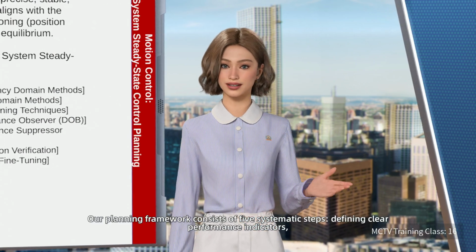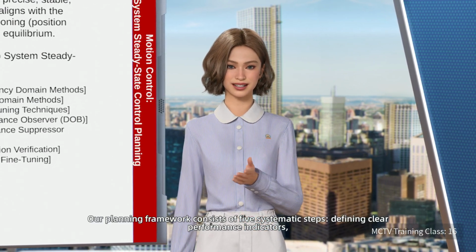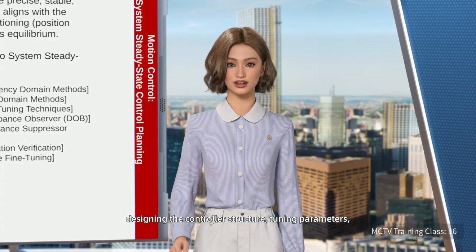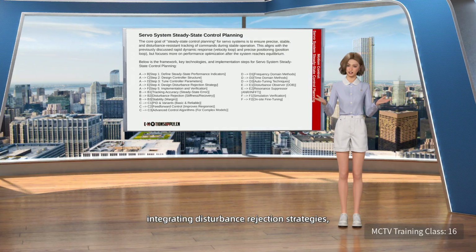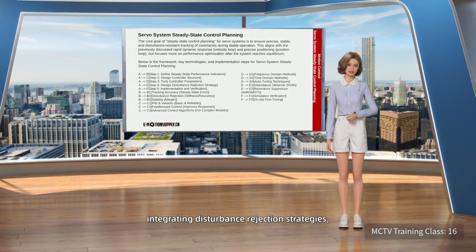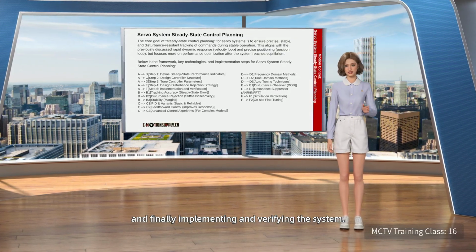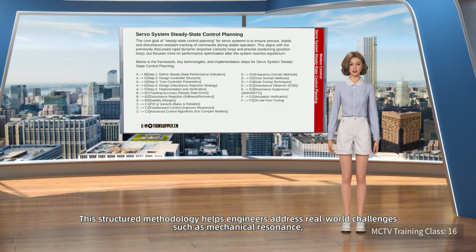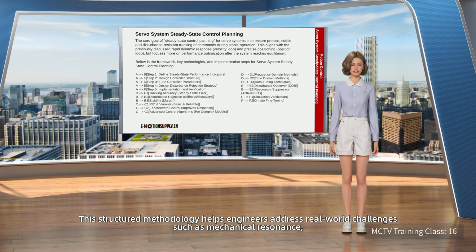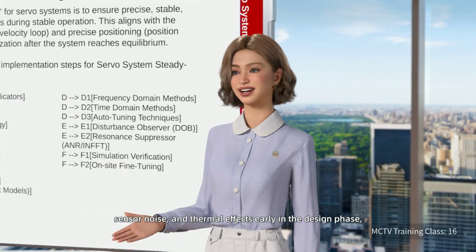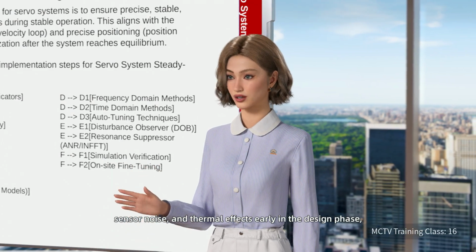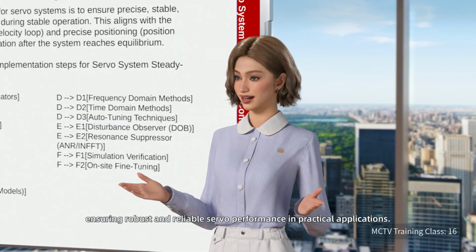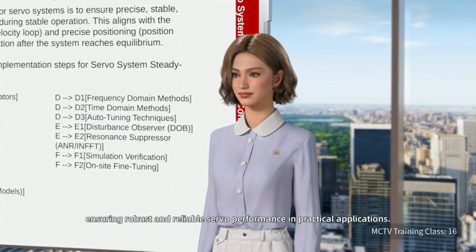Our planning framework consists of 5 systematic steps: defining clear performance indicators, designing the controller structure, tuning parameters, integrating disturbance rejection strategies, and finally implementing and verifying the system. This structured methodology helps engineers address real-world challenges such as mechanical resonance, sensor noise, and thermal effects early in the design phase, ensuring robust and reliable servo performance in practical applications.